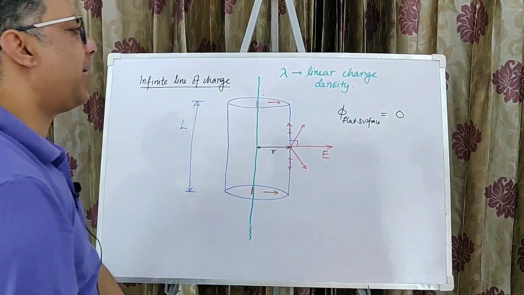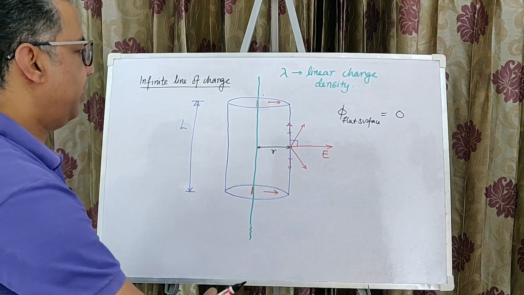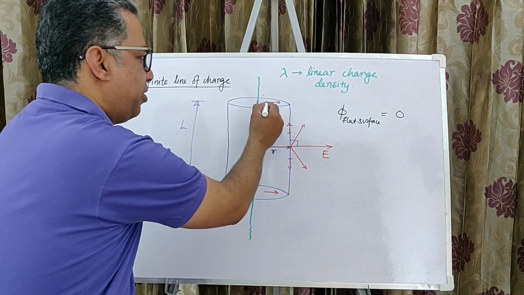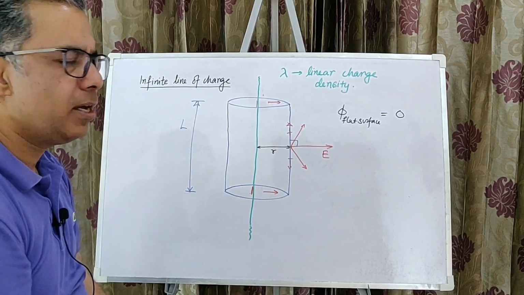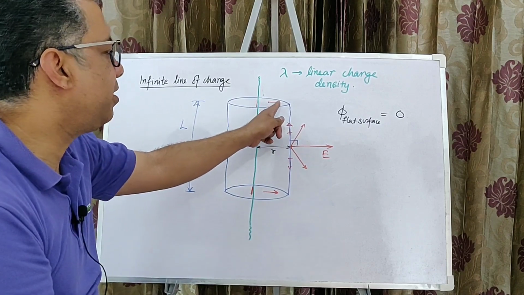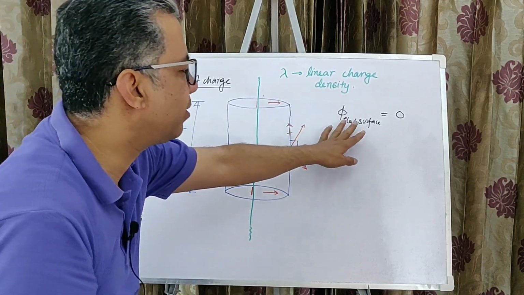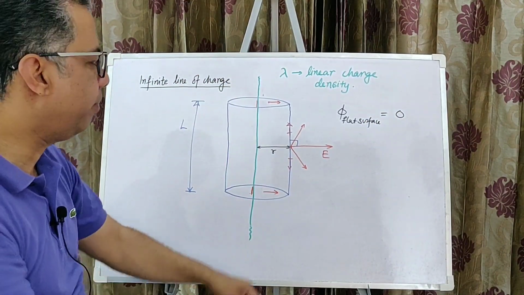The flux on the flat surfaces is 0 because the electric field remains tangential to the surface, and this has come up in our discussions earlier about electric flux, that if the field is tangential to the surface, the flux on that surface is 0. So for the flat surfaces, the flux is 0.